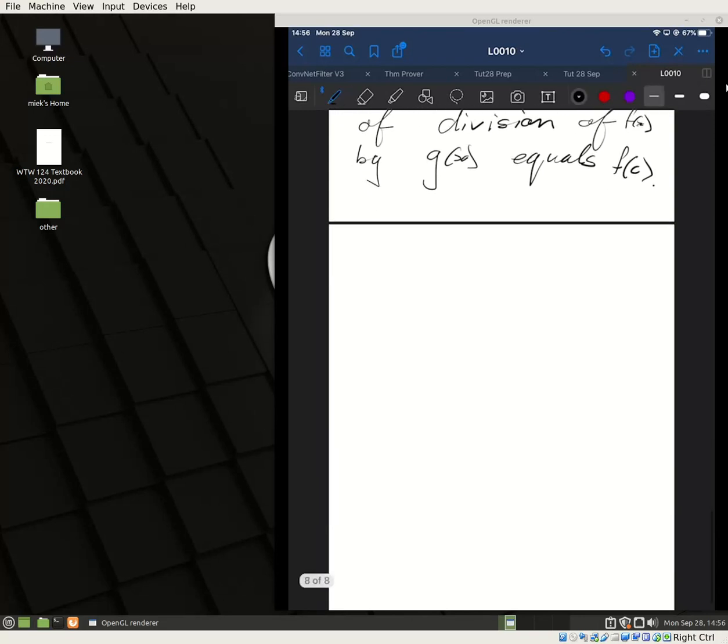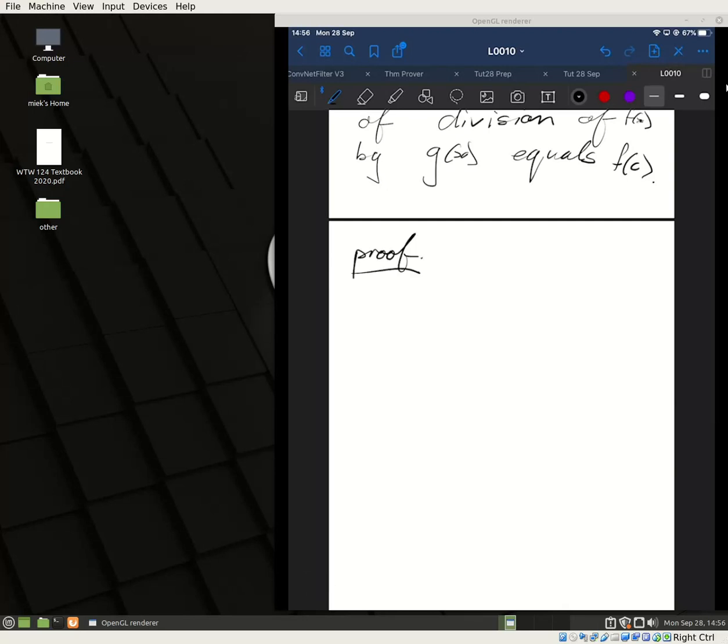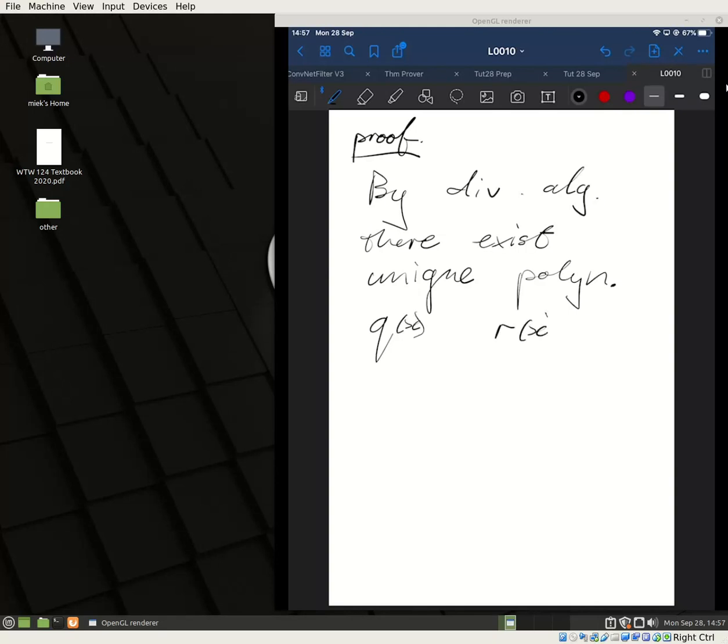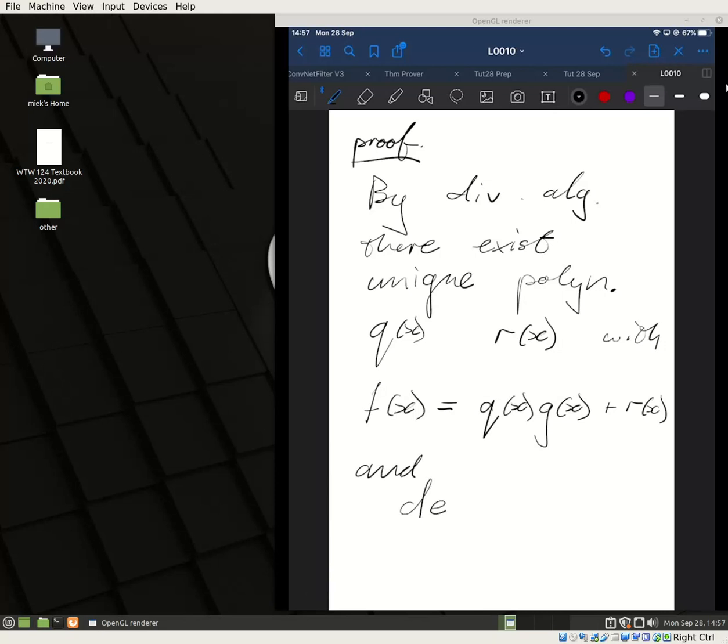Okay, so let's actually prove this. Proof. So by the division algorithm, there exist unique polynomials, the quotient q(x) and r(x), with f(x) equal to q(x) times g(x) plus r(x), and now importantly, the degree of the remainder is strictly less than the degree of the divisor, so the degree of g(x).